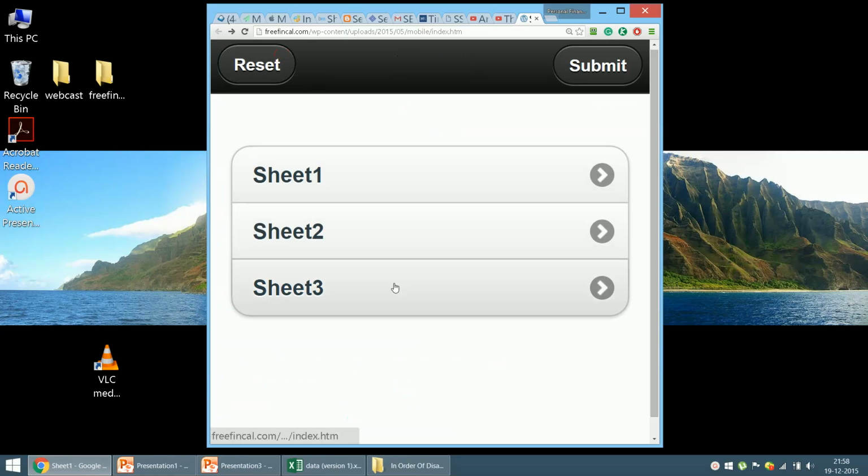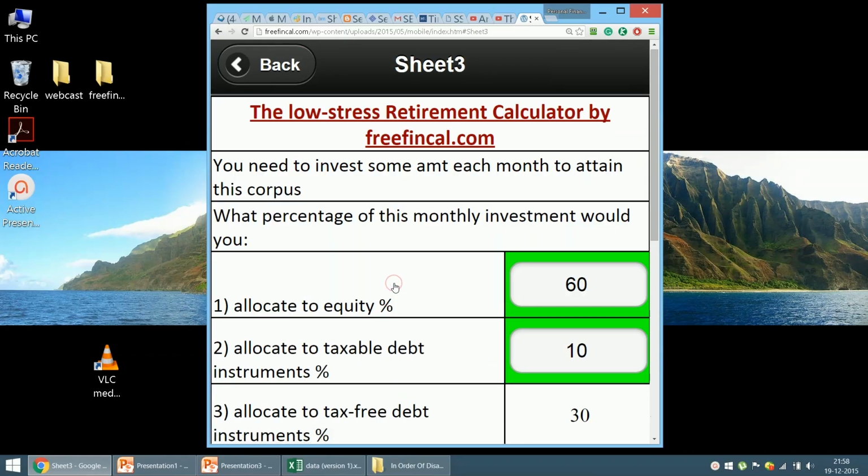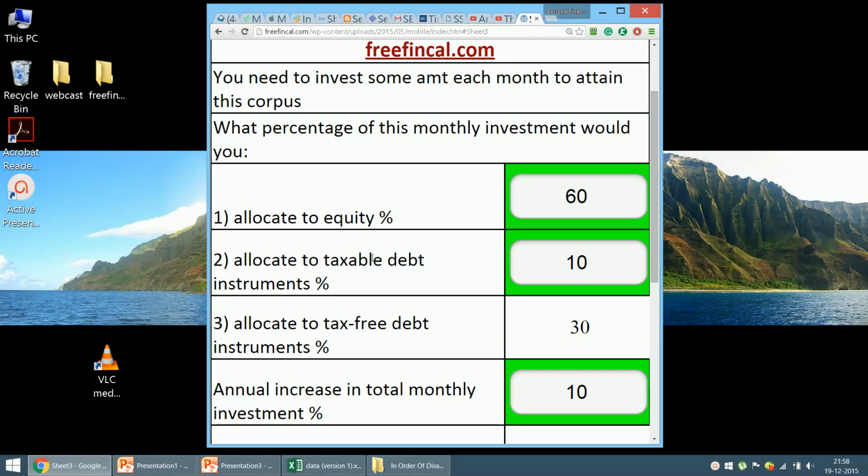Now, sheet 3 is the last one. How much would you allocate to equity for investments? How much would you allocate to tax-free debt and taxable debt? That's what the first 3 entries are about. In this app, I do not have the option to change these allocations now itself. That is, my age is now 40, what would be my allocation at age 50 and so on.